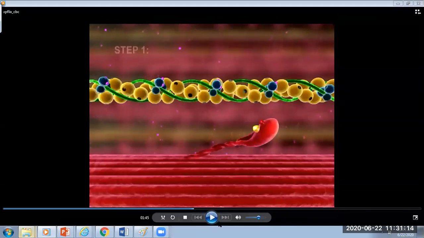So I'm just going to revise this step. Step number 1, calcium releases from the SR, binding to the troponin and moving the tropomyosin. Basically, this active site becomes revealed. This is step number 2.